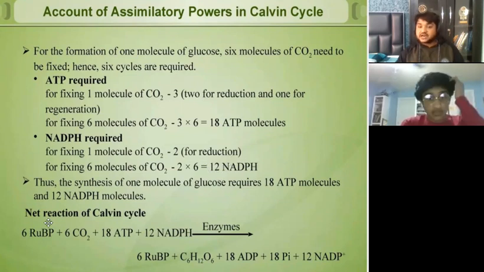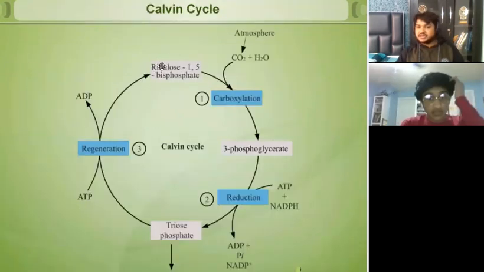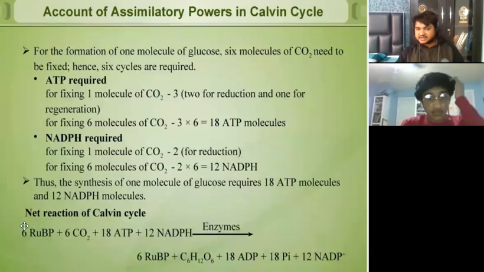So it means the complete net reaction. Six times you need six RUBP. For one cycle, you need one RUBP. So for the six cycles, you need six RUBP. That's why it is written over here: six RUBP, six CO2, 18 ATP, 12 NADPH. So now they are forming the glucose.